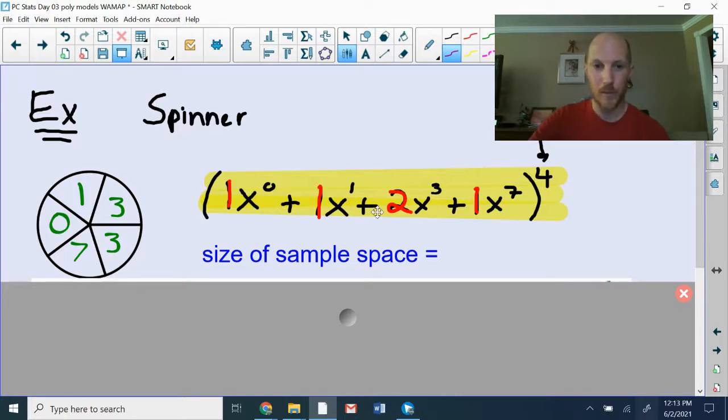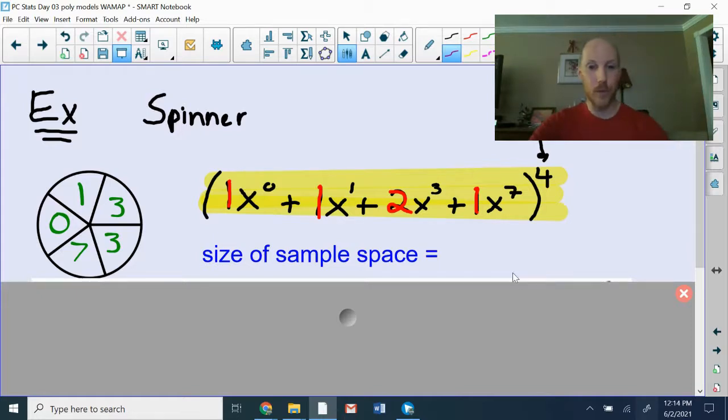So I've created a polynomial model. One space on the spinner has an outcome of 0. So the coefficient is the frequency. Exponent is the value. One space on the spinner has a value of 1. 2 of the spaces have a value of 3. And so I changed the coefficient because there are 2 spaces. And so that's my frequency. Value of 3. 1 space has a value of 7. So that whole expression I'm going to do to the power of 4 to model 4 spins added together.